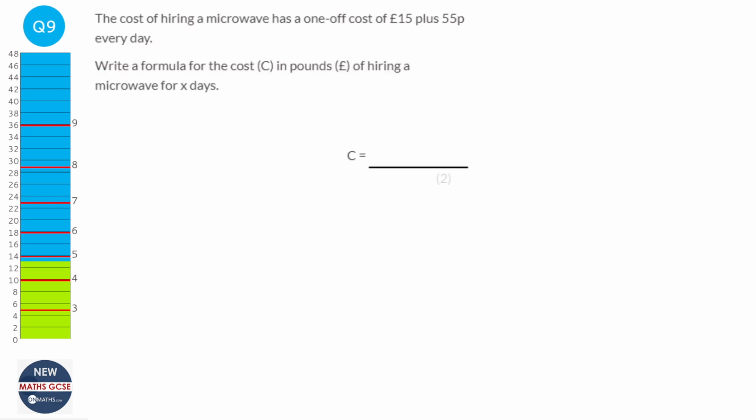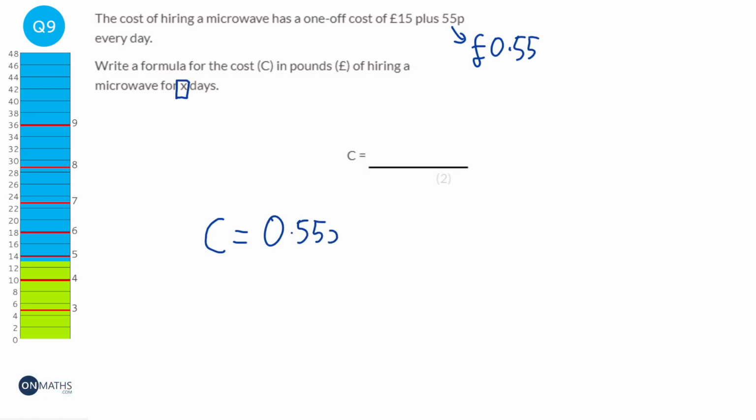So we're looking to write a formula for the cost in pounds of hiring a microwave for x amount of days. So the cost is C, so it's going to be C equals, and it says it's going to be 55 pence a day. Now, it wants the answer in pounds, so we need to convert this 55 pence into pounds. So that's going to be 0.55. And it's going to be 0.55 times the amount of days. Well, it says the amount of days is x. So it's going to be 0.55x.